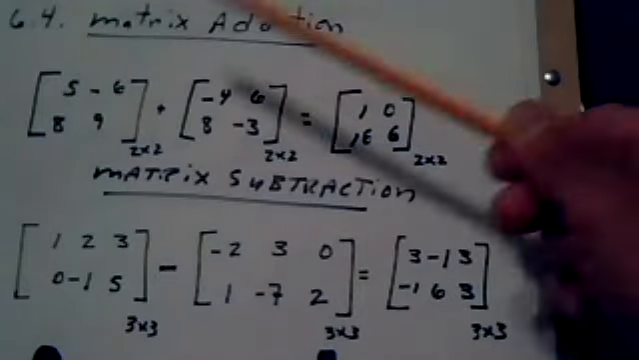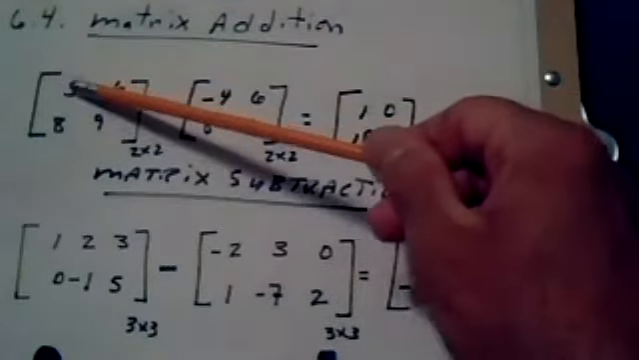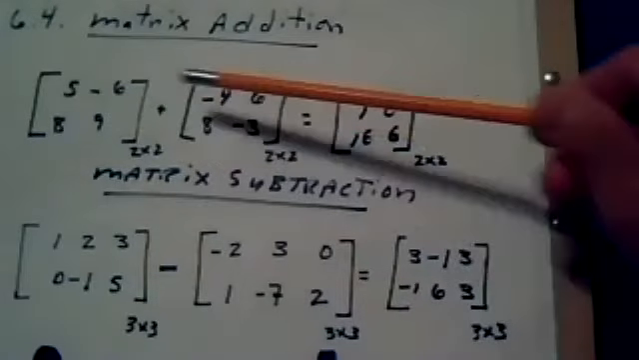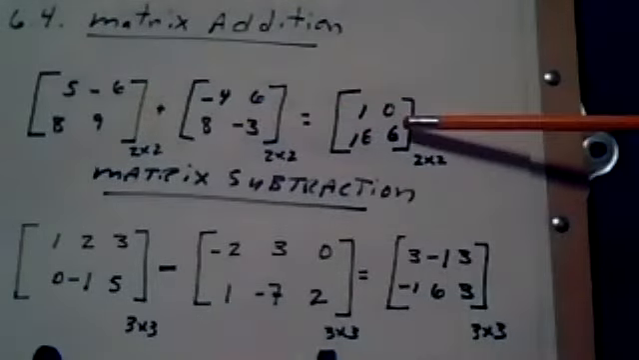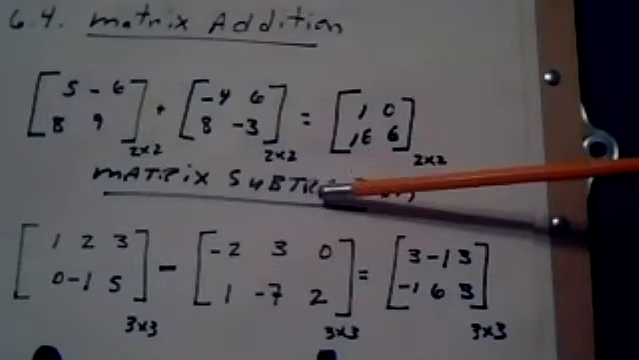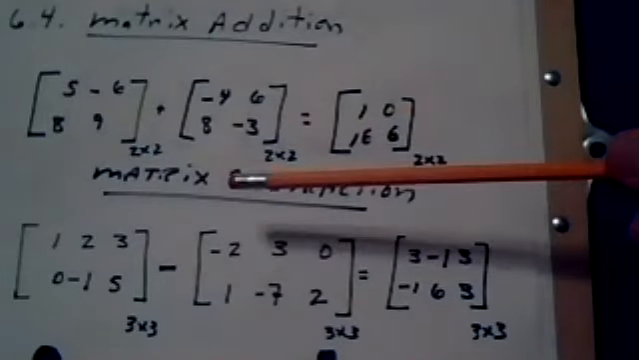And you add matching positions, this corner with this corner, this corner with this corner, this corner with this corner, and this corner with this corner. This is the result. Matrix subtraction, you also do exactly the same, but you're going to subtract.